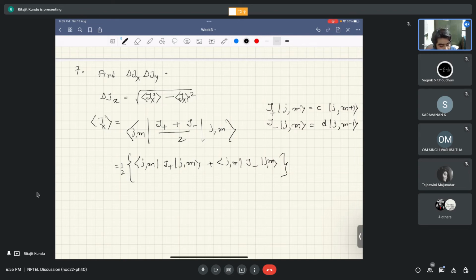So let's try to do this algebra. What will J plus do? It will make this j, m plus 1, right? Yeah. And can we explain why it should be 0?